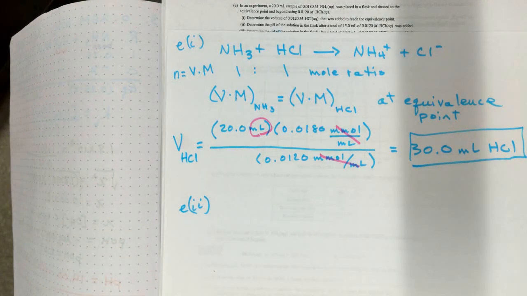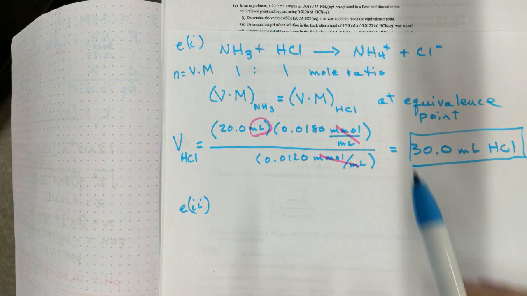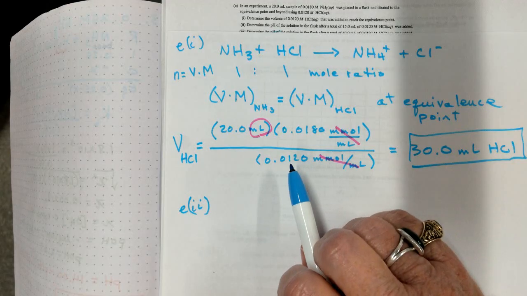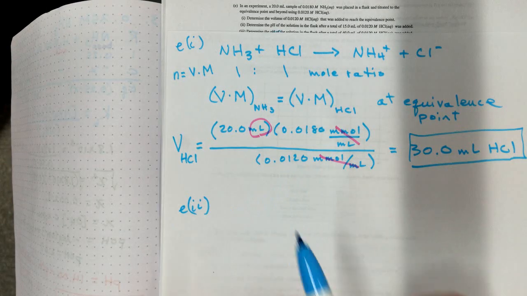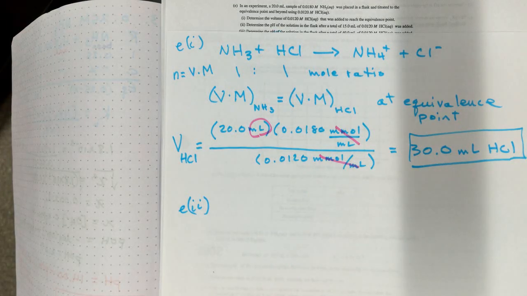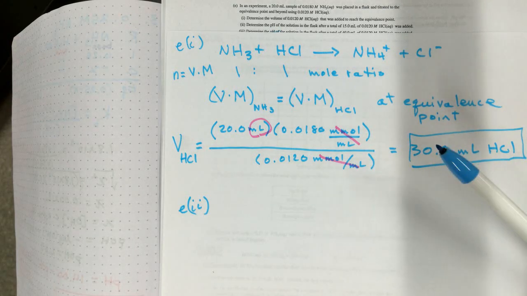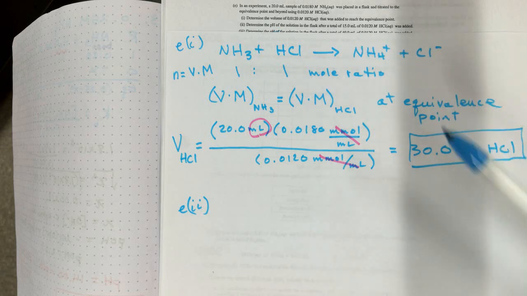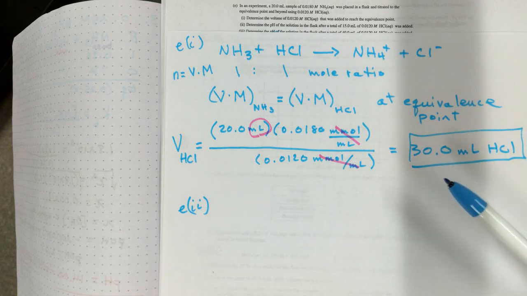Now they want us to get the pH of the solution after we've added 15 mils of that concentration of acid. So I haven't changed my concentration of my acid. It's still 0.0120 molar. Well, am I at the equivalence point, or am I before, or am I past it? Well, 30 mils of acid is the equivalence point. So if I'm only adding 15 mils, I haven't reached the equivalence point yet. So what would I have?